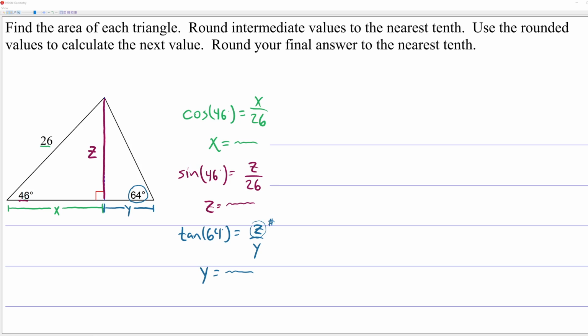And now you put this all together to write the area of the triangle. So the area of the triangle, the base is x plus y along the bottom. The height is z divided by 2. And again, x, y, and z will all be numbers because you've been solving all of your equations in the calculator. So anyway, that's just a couple of things that you can do with trigonometry.